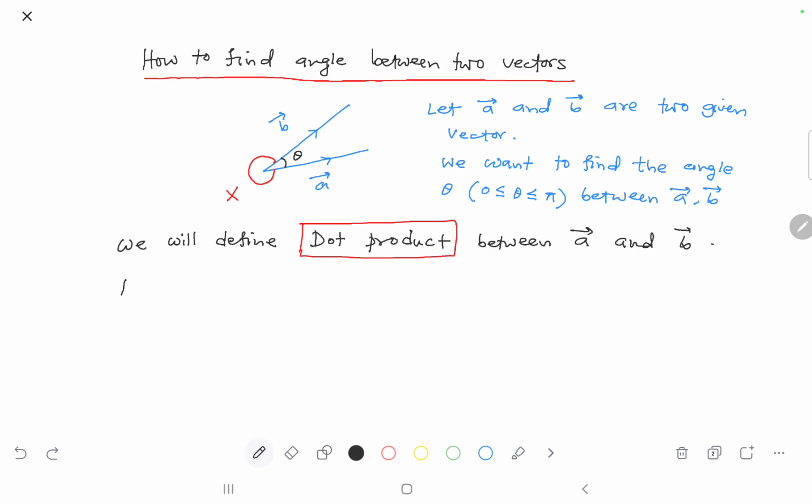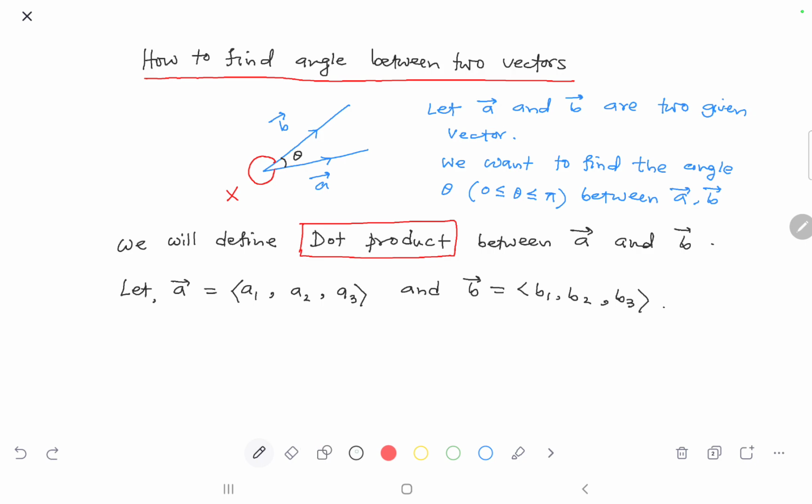So let A vector equal, it has the components. Let me write it here for A. The components are A1, comma A2, comma A3. And B has the components B1, comma B2, comma B3. So let's say we have two vectors, A vector and B vector. A vector has components A1, A2, A3. B vector has components B1, B2, B3.